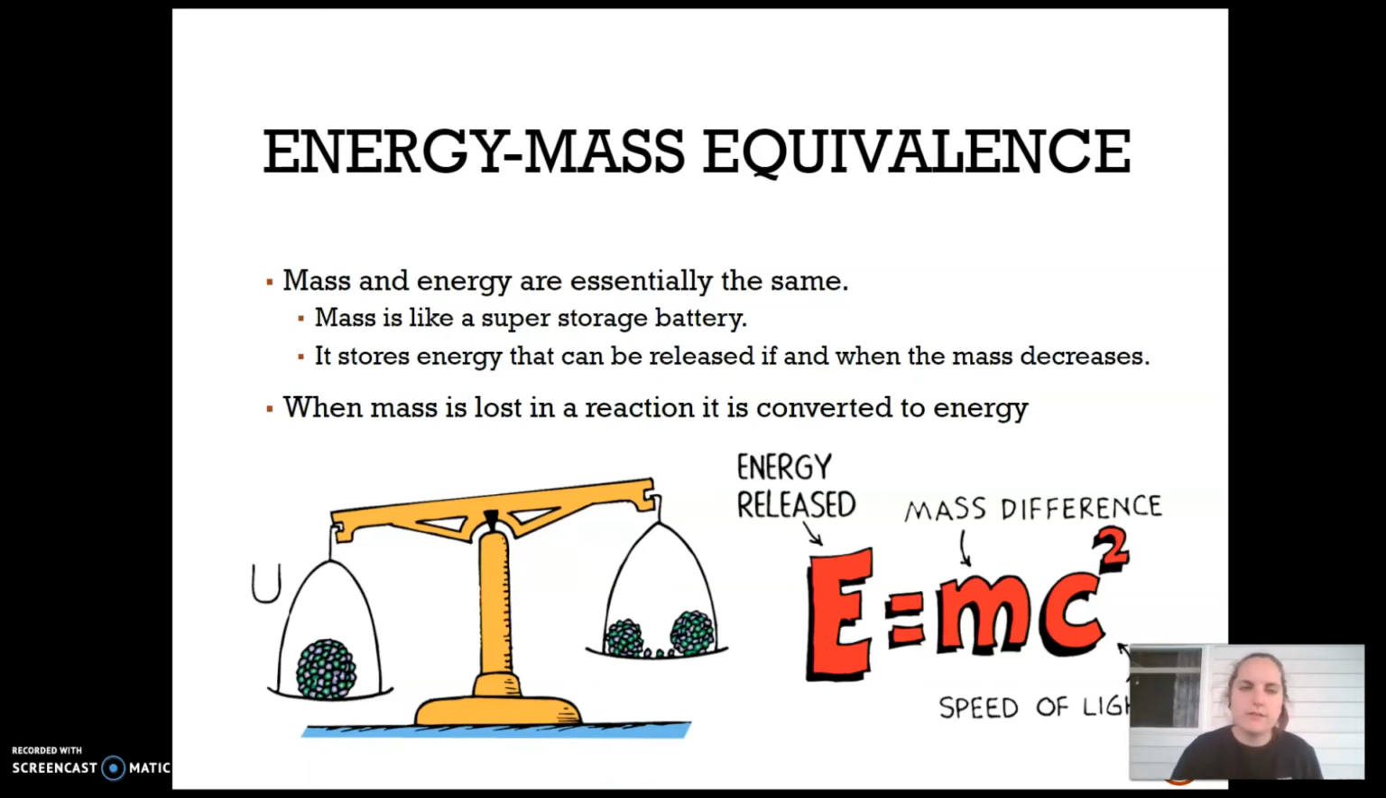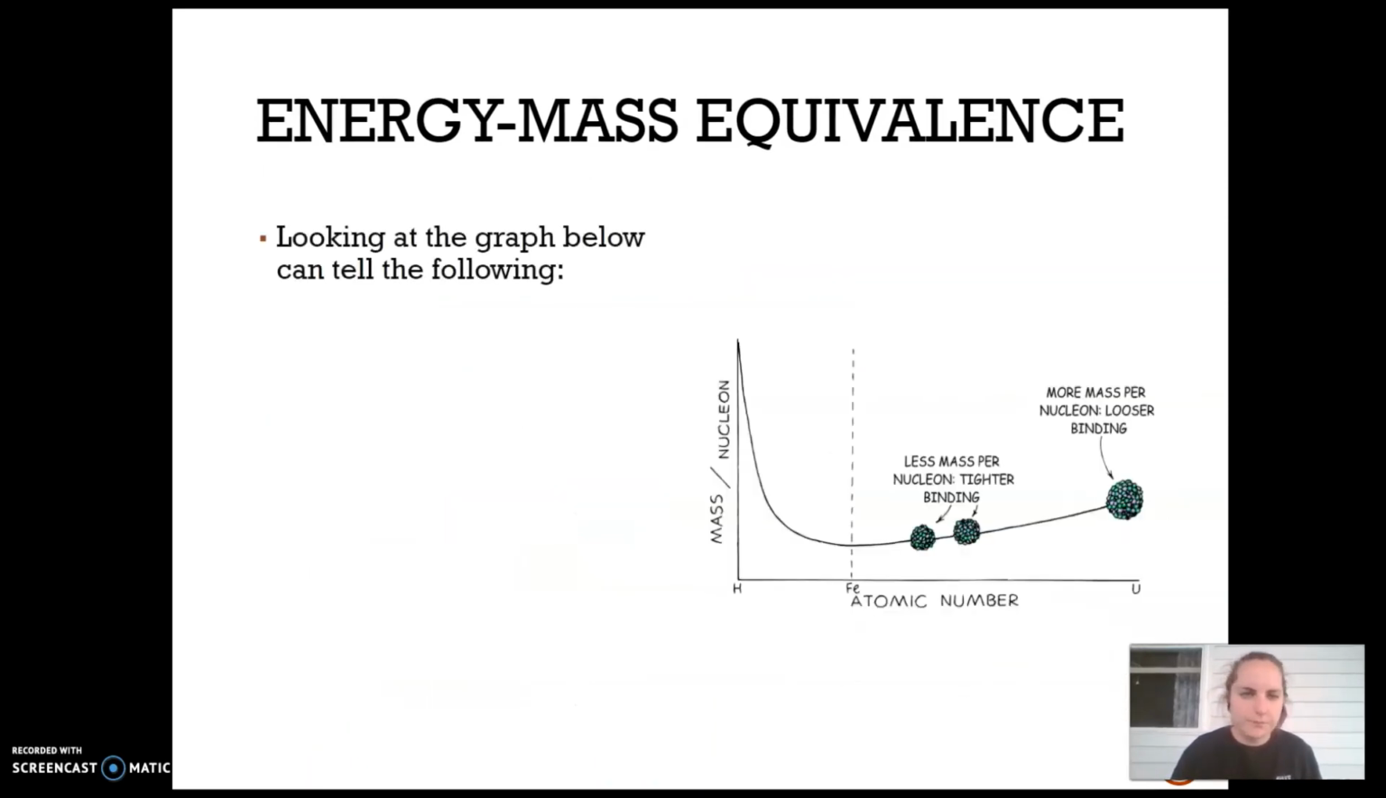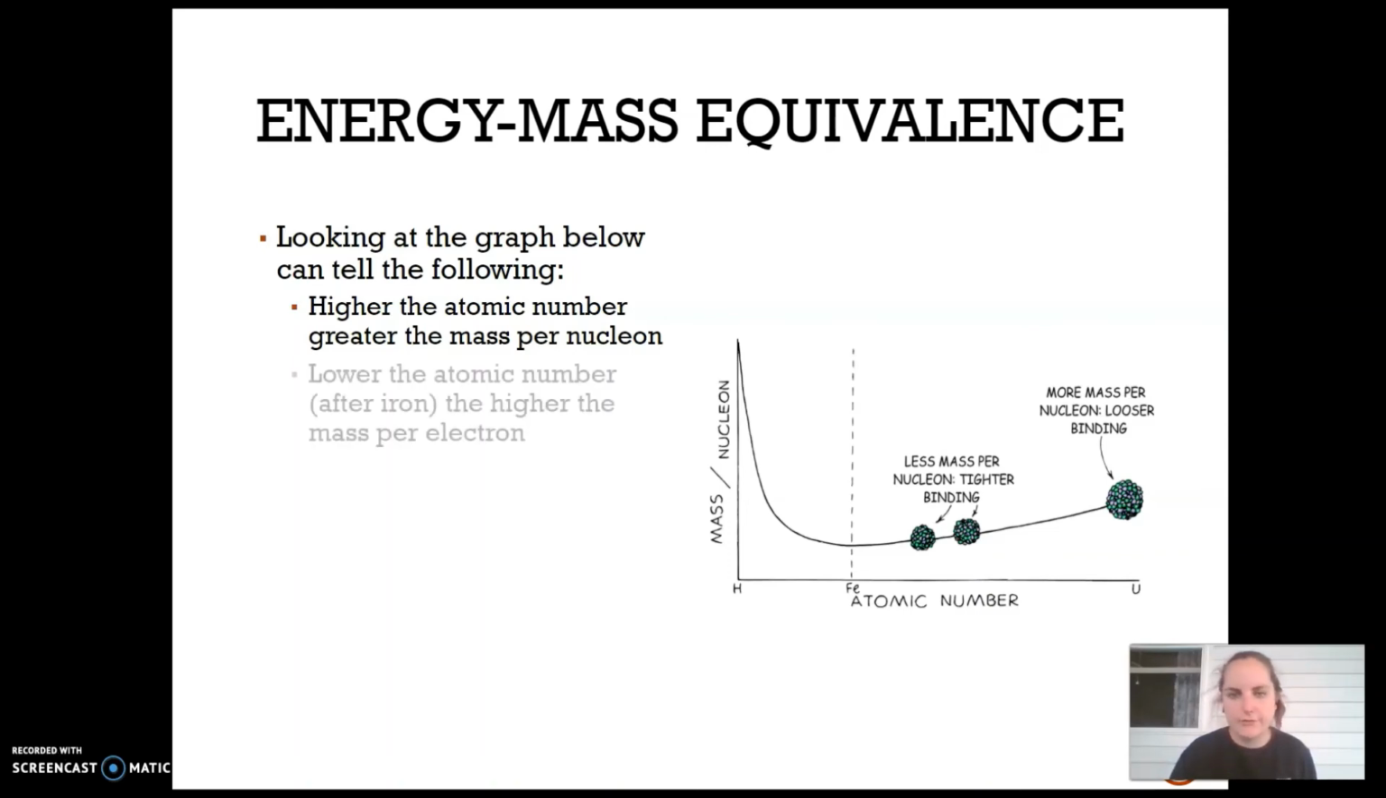And this is known as the energy mass equivalence. And so if we're looking at the graph, we can actually tell a lot of things from it. So the higher the atomic number, the greater the mass per nucleon. And that makes sense because the higher the atomic number, the more protons, so the higher chance that a proton and neutron are going to be bound together by this nuclear strong force, and so the higher energy level.